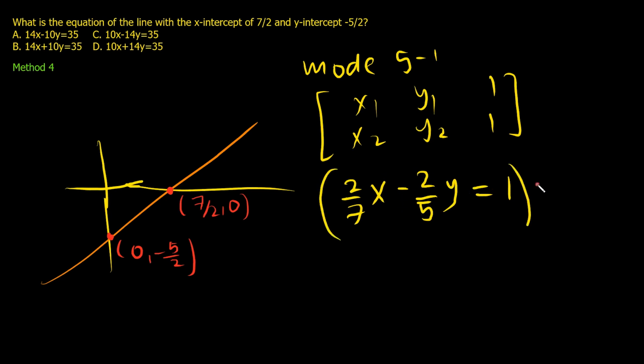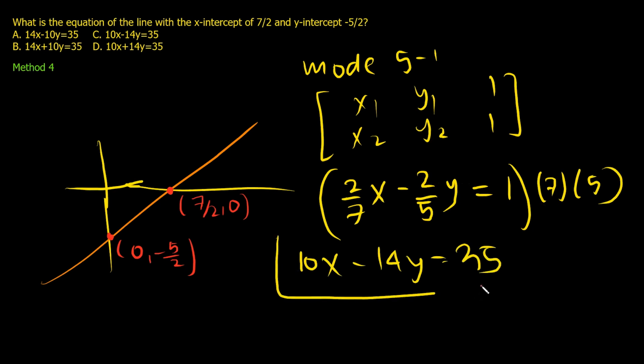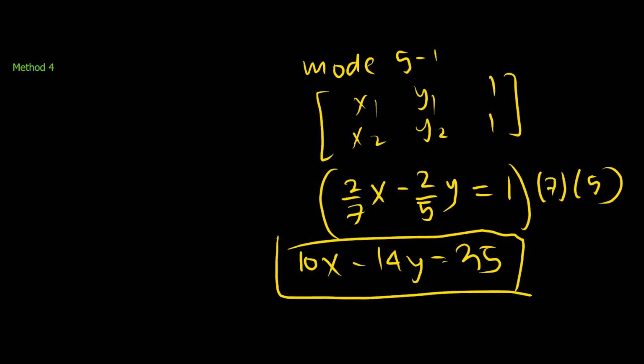You have times 7 times 5. This is 10x minus 14y equals 35. Okay, so it's the same again. Letter C. Okay, so this is the last method. So this is the last problem for this topic. Okay, question number 6. Last problem, class, for the earlier topic.